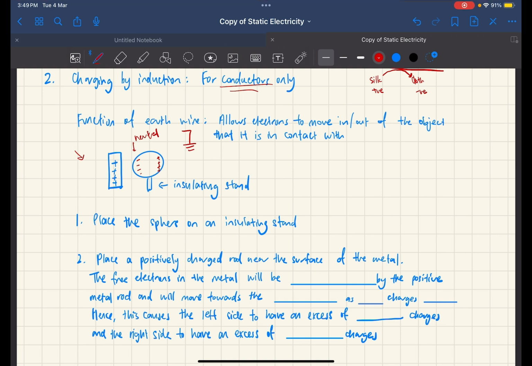The free electrons in the sphere will be attracted by the positive charges in the rod and will move towards the left as unlike charges attract. When you're trying to explain your answer, make sure to always include these things, like unlike charges attract and so on. Hence this causes the left side to have an excess of negative charges while the right side will have an excess of positive charges. So this is what happens initially when you move the rod closer to the sphere.